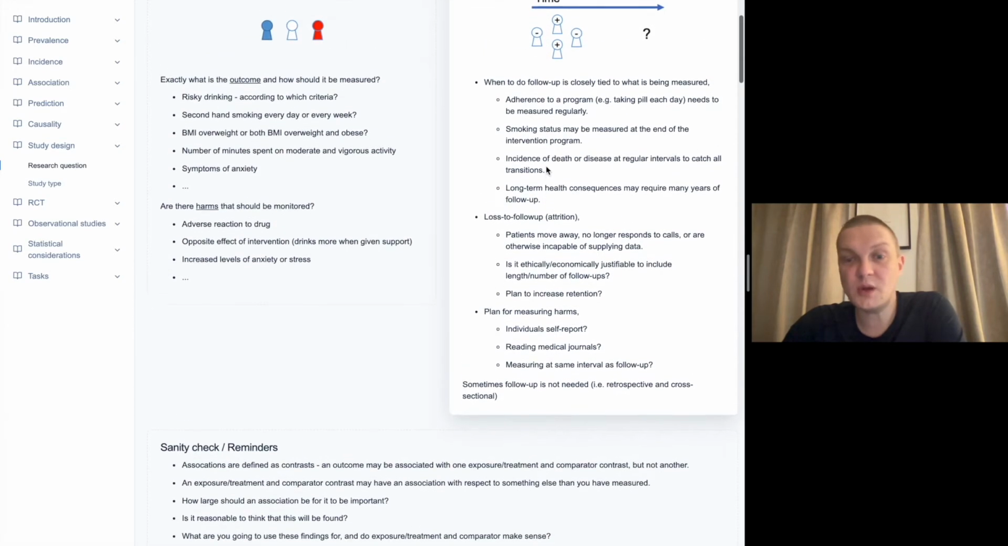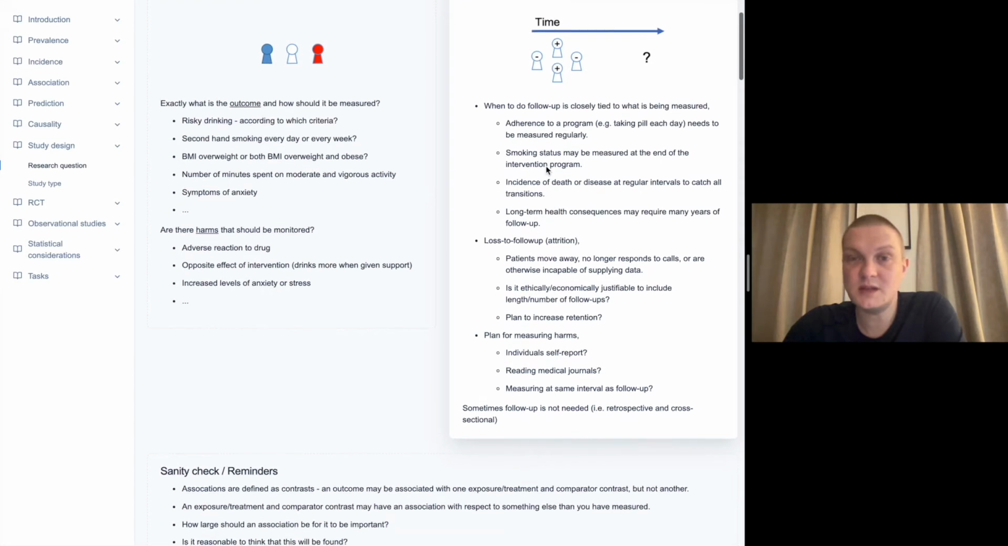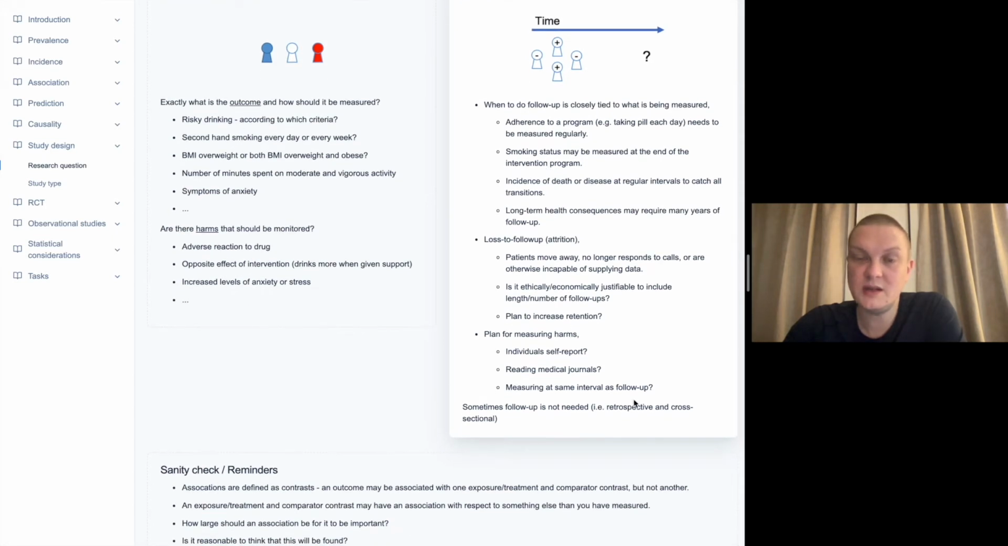And sometimes follow-up isn't needed. In retrospective studies, you might already have all the data you need, and in cross-sectional studies, you have all the data at one point in time.